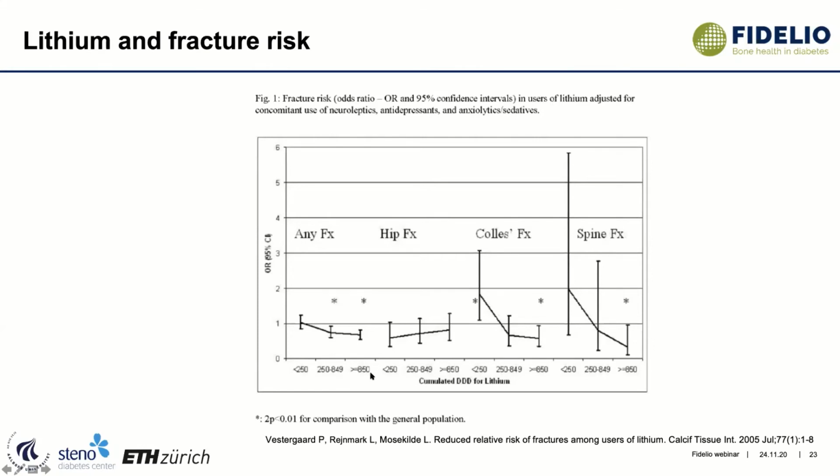Hip fractures, not really any significance. However, for the collar fractures, although there was an increased risk with low cumulative use, there's a decreased risk with high cumulative use. And the same was seen for the spine fractures. So there's a decreased fracture risk. It seems to be somewhat dose dependent.